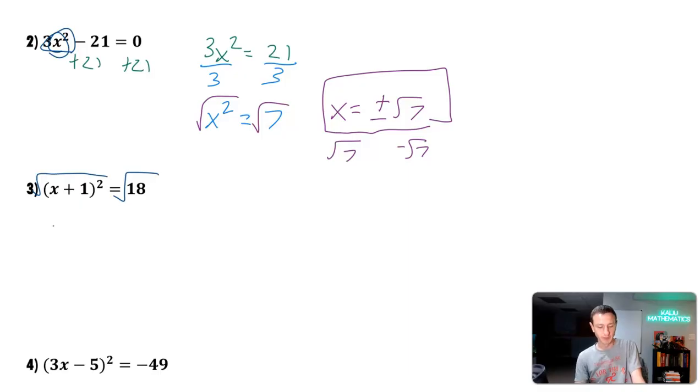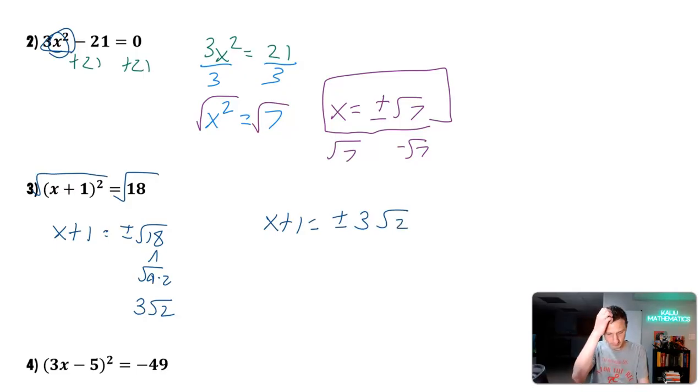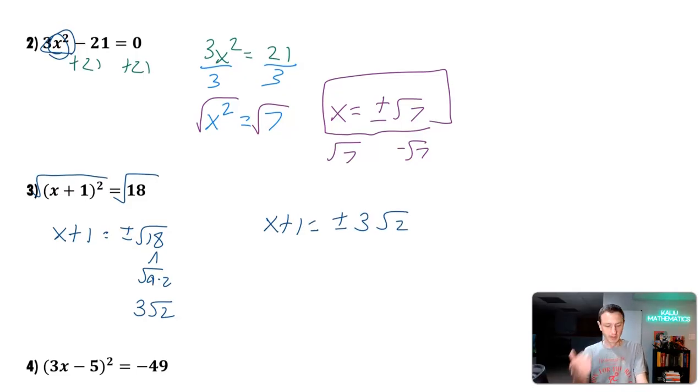So I'm going to be left with x plus 1 rather than just x, because the x plus 1 is being squared. So now I'm left with x plus 1 equals the positive and negative square root of 18. Well, before we move forward, square root of 18 can be simplified because 18 is 9 times 2. Square root of 9 is 3. So we get 3 root 2. So let's rewrite this. So that means I have x plus 1 equals the positive and negative 3 square root of 2, because 18 was 9 times 2. Square root of 9 was 3. So I get 3 root 2.